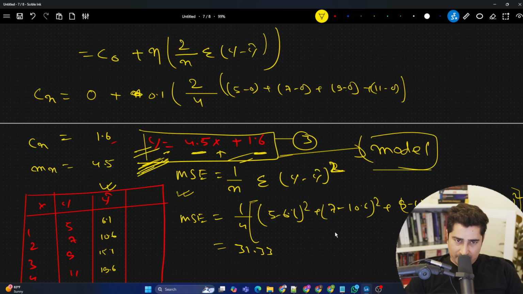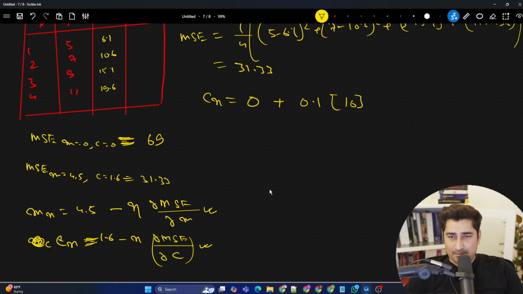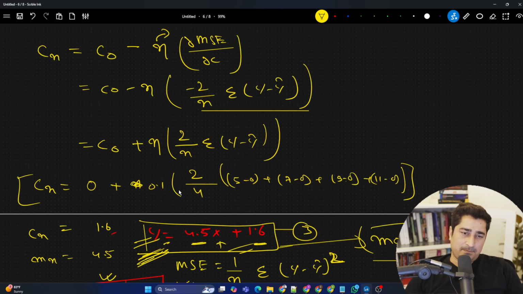4 divided by 4 is equal to 16. So this entire component, let's suppose this one, just to explain learning rate. Okay. So Cn, I'm going to write, previous one was 0. I have taken learning rate equal to 0.1. And this entire value which I was able to get was 16.